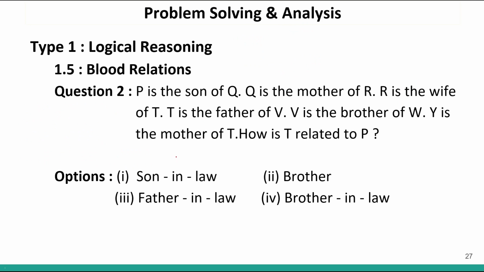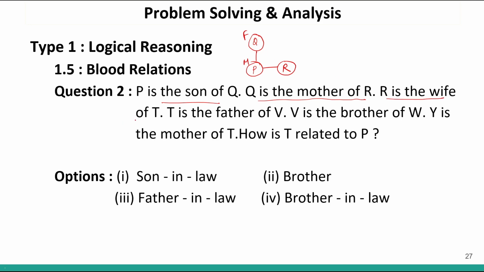Okay. Question number 2. P is the son of Q. Q is the mother of R. Let us solve this question. So it is given to us that P is the son of Q. Q's gender we don't know, but we know that P is the son, so he is a male. Okay. Q is the mother of R. So female is Q. P is going to have a sibling R, but R's gender we don't know. It could be male or female, because P is the son and R is another child of Q.